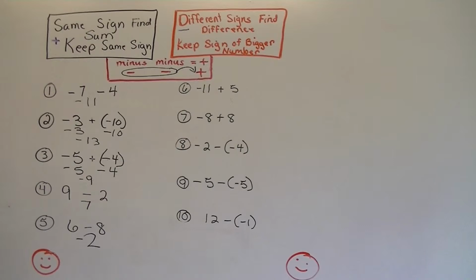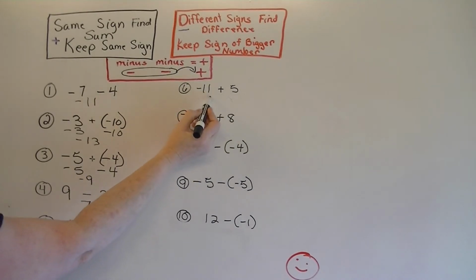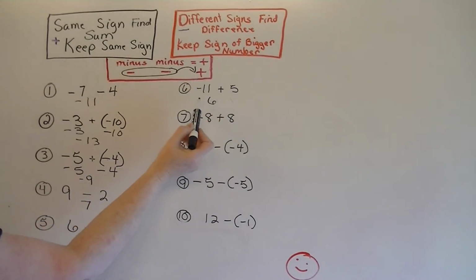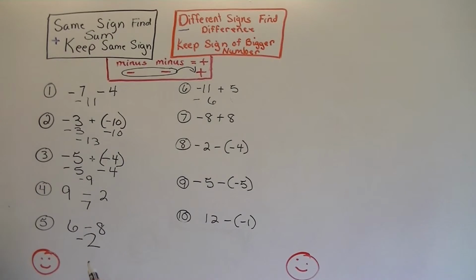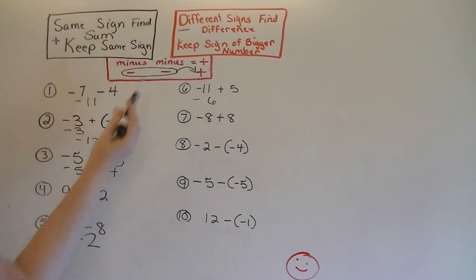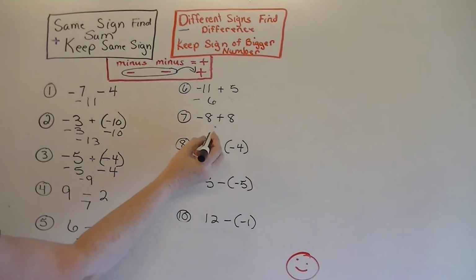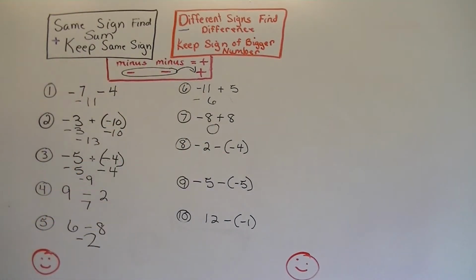Number 6, we have different signs. So it puts us in the different signs box. So the answer would be 6, and we keep the sign of the bigger number. So that would be -11. And number 7, we have a -8 and a +8. Both of the signs are different, so we're going to take the difference, which would be 0. And 0 is neither negative or positive, so you don't have to write a sign in front of it.